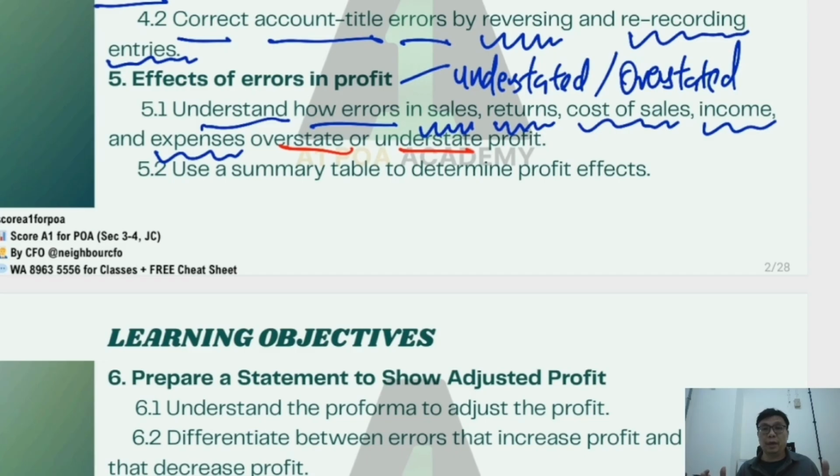We have a summary table whereby we use it to articulate further, to give you a good reference point to be able to determine quickly on the spot what would be the determinations of the profit effect as a result of the error. But having said so, the table is a quick reference for you, but we truly need to understand the mechanism and the logic behind.